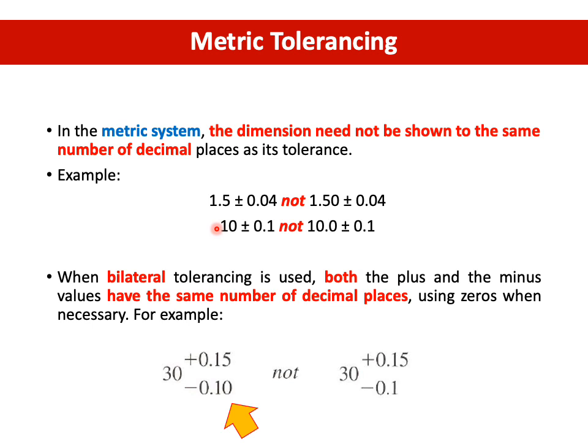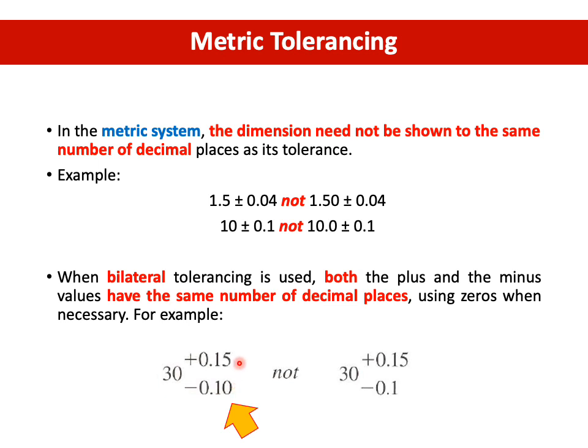The same goes for the second example, like 10 plus minus 0.1. The 10 doesn't have any decimal places, while the 0.1 for your tolerance has one decimal place. It also applies to the bilateral. Your size and your tolerance should not have the same decimal places.